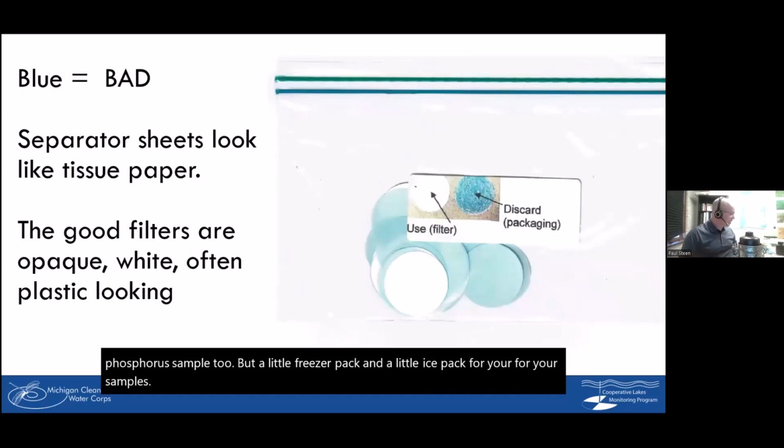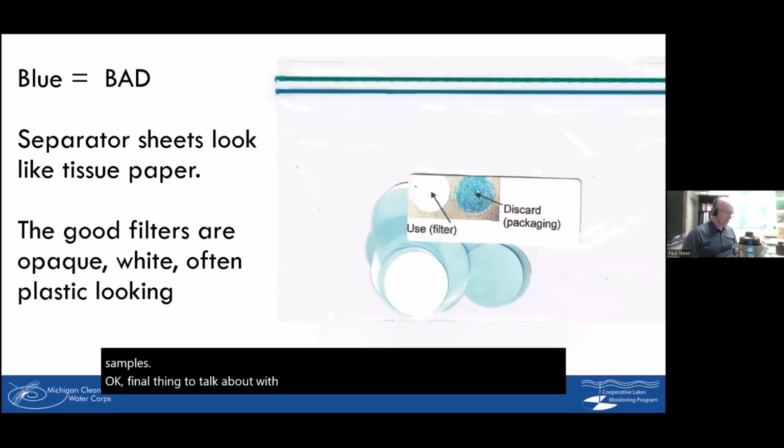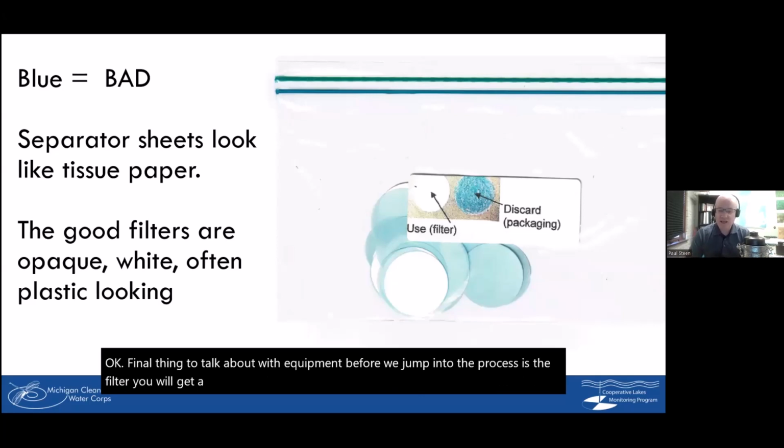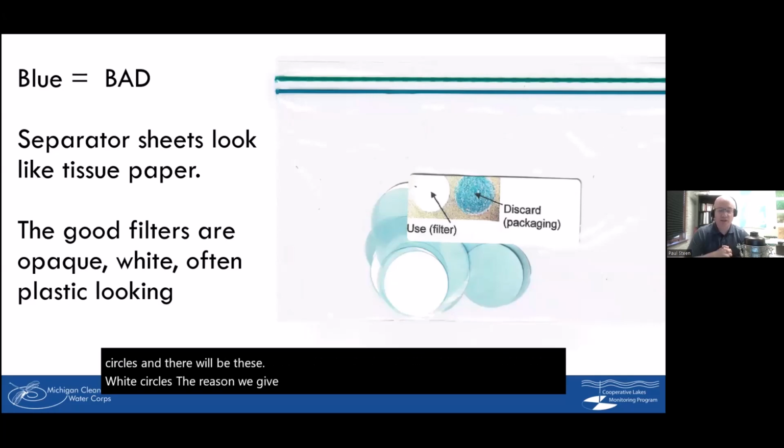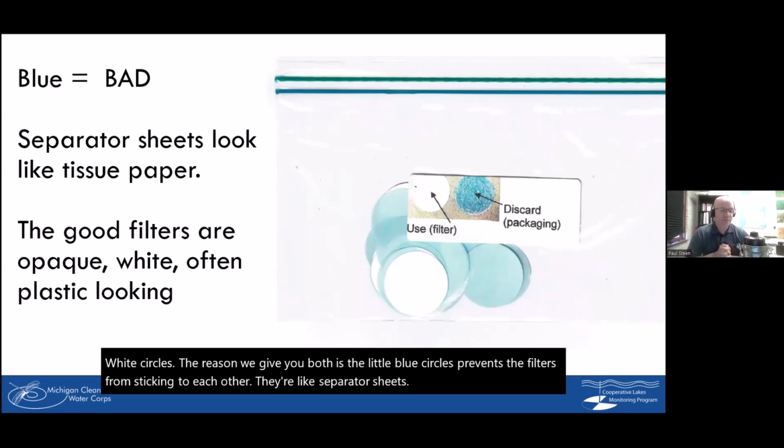Okay, final thing to talk about with equipment before we jump into the process is the filter. You will get a little baggie in your kit that looks a lot like this. There will be blue circles and there will be these white circles. The reason we give you both is the little blue circles prevent the filters from sticking to each other. They're like separator sheets is what they're called.